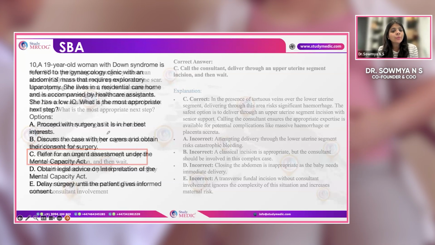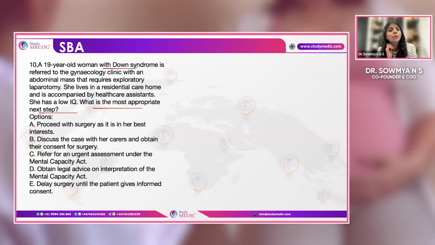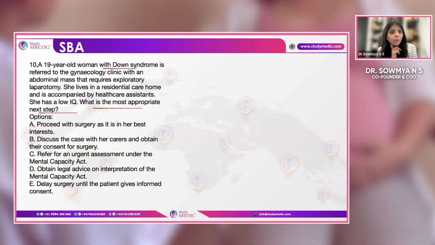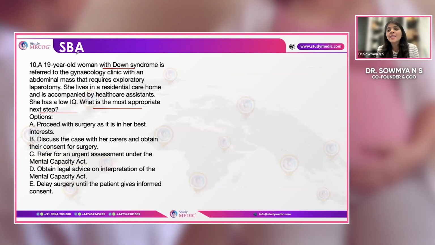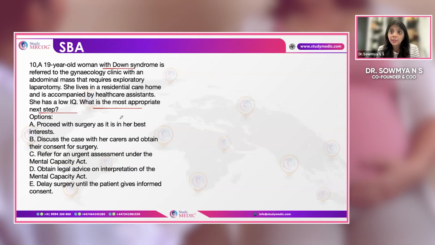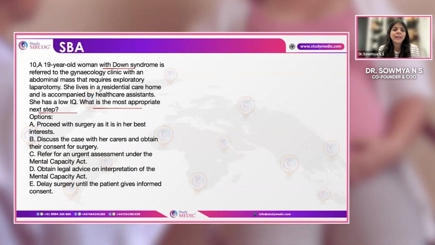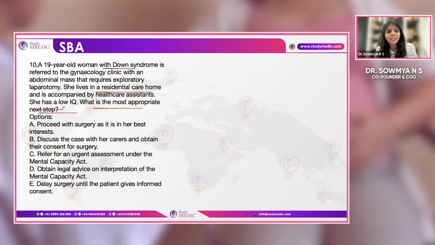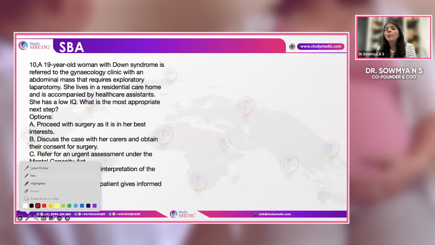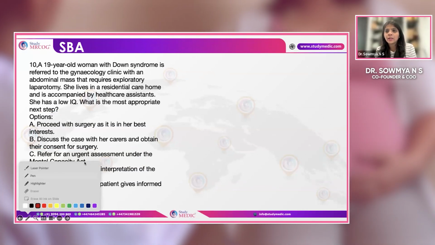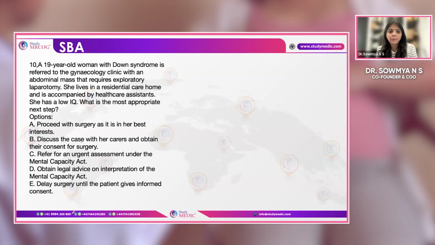Okay. The next one is, what is the most appropriate next step? A 19-year-old with Down syndrome is referred to the gynecology clinic with an abdominal mass that requires exploratory laparotomy. So somebody who might not have mental capacity because of the varying degree of IQ that Down syndrome people have. She lives in a residential care home and is accompanied by healthcare assistants. She has a low IQ as expected. So you have a young woman with a mass and a low IQ, and you have to do an exploratory laparotomy.